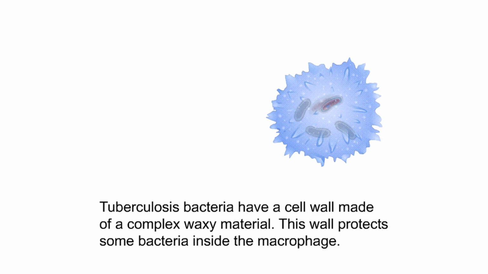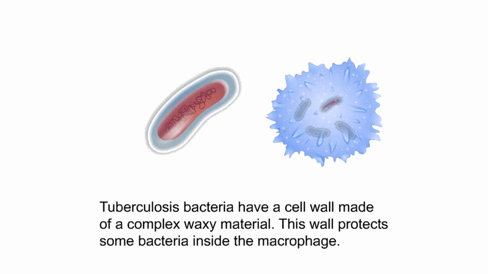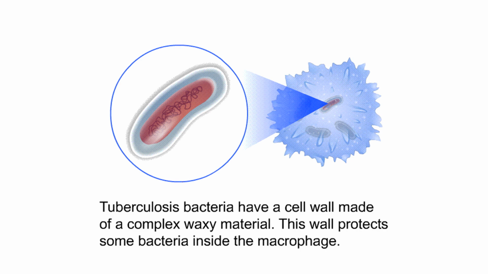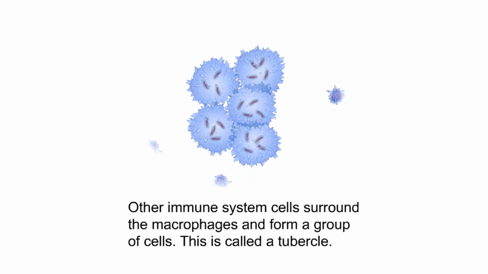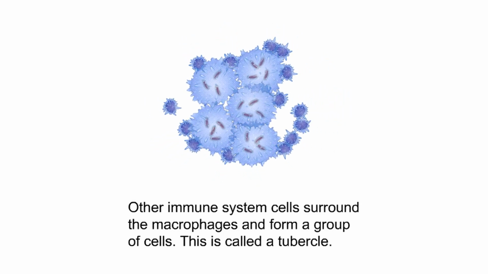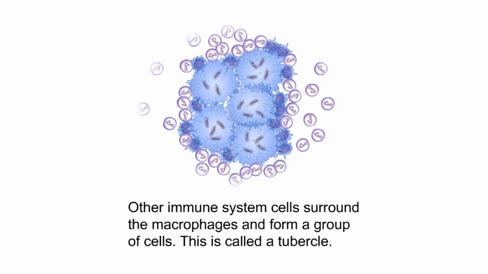Tuberculosis bacteria have a cell wall made of a complex waxy material. This wall protects some bacteria inside the macrophage. Other immune system cells surround the macrophages and form a group of cells. This is called a tubercle.